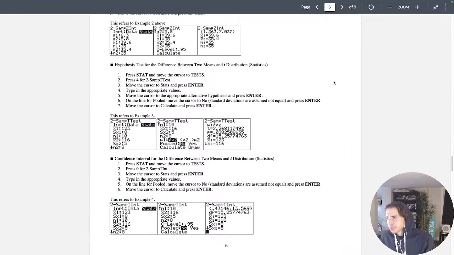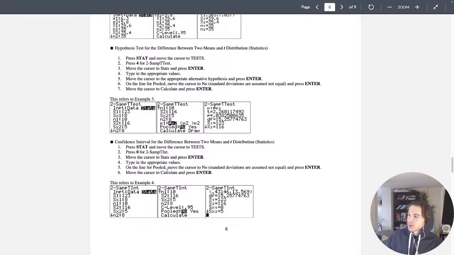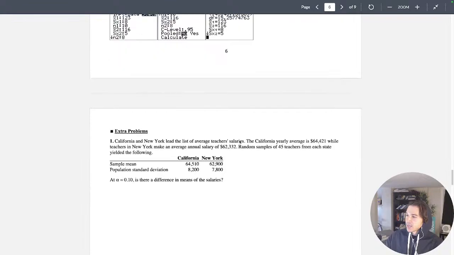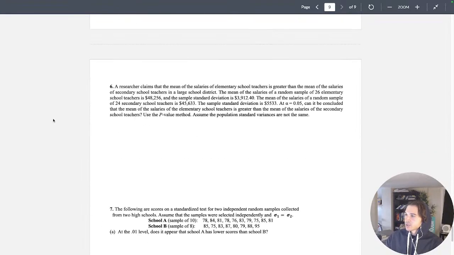Hypothesis test for the difference between two means and t-distribution. You're just going to go to two sample t-test, enter in your values, and on the line for pooled, move the cursor to no if it's not pooled. Whereas you're going to go through the same process, or no, this is a different process. Confidence interval for the difference between two means and t-distribution. Two sample t-int, enter in your values. On the line for pooled, move to no. Standard deviations are assumed not equal, and you press enter. And then yeah, these are extra problems.